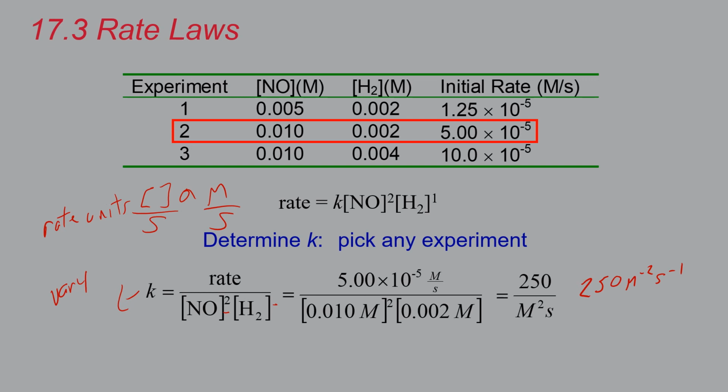A couple other things. We often talk about reaction order once we have this rate law. And that often just gives you the numerical value of the exponents. So this particular rate law is first order with respect to H2. It's second order with respect to NO because that exponent is 2. And there's also another one called the overall order, which is just the sum of those two. So this is third order overall.